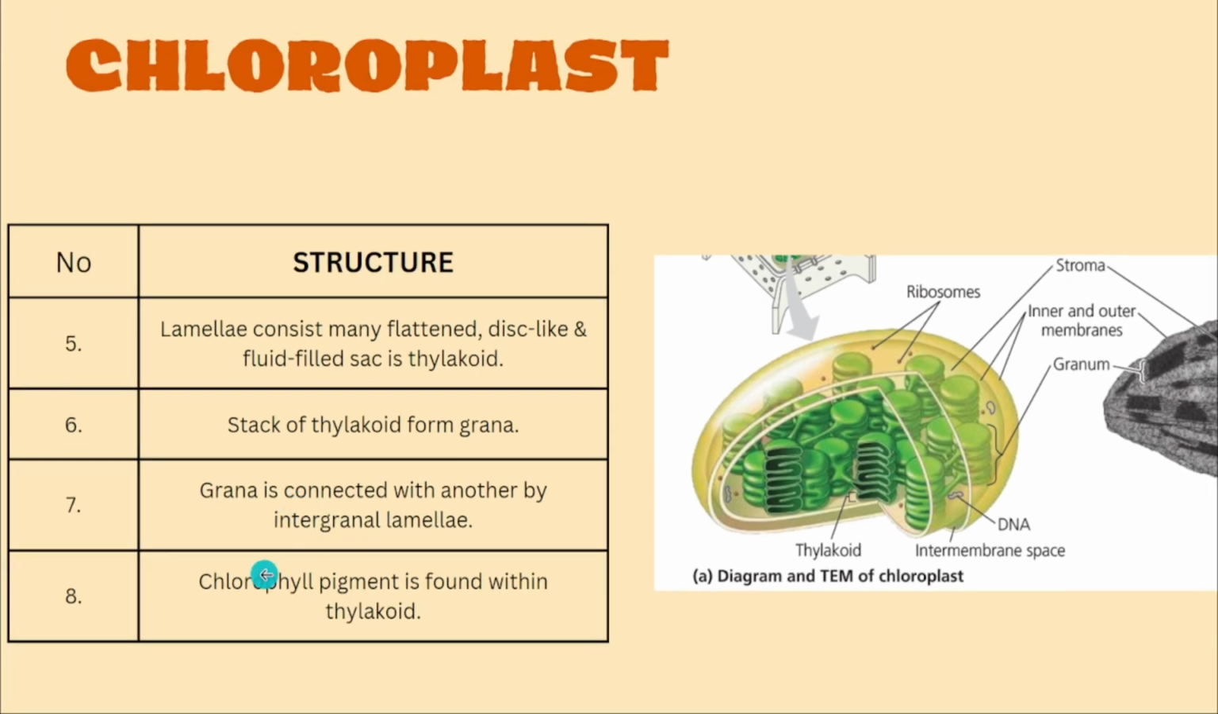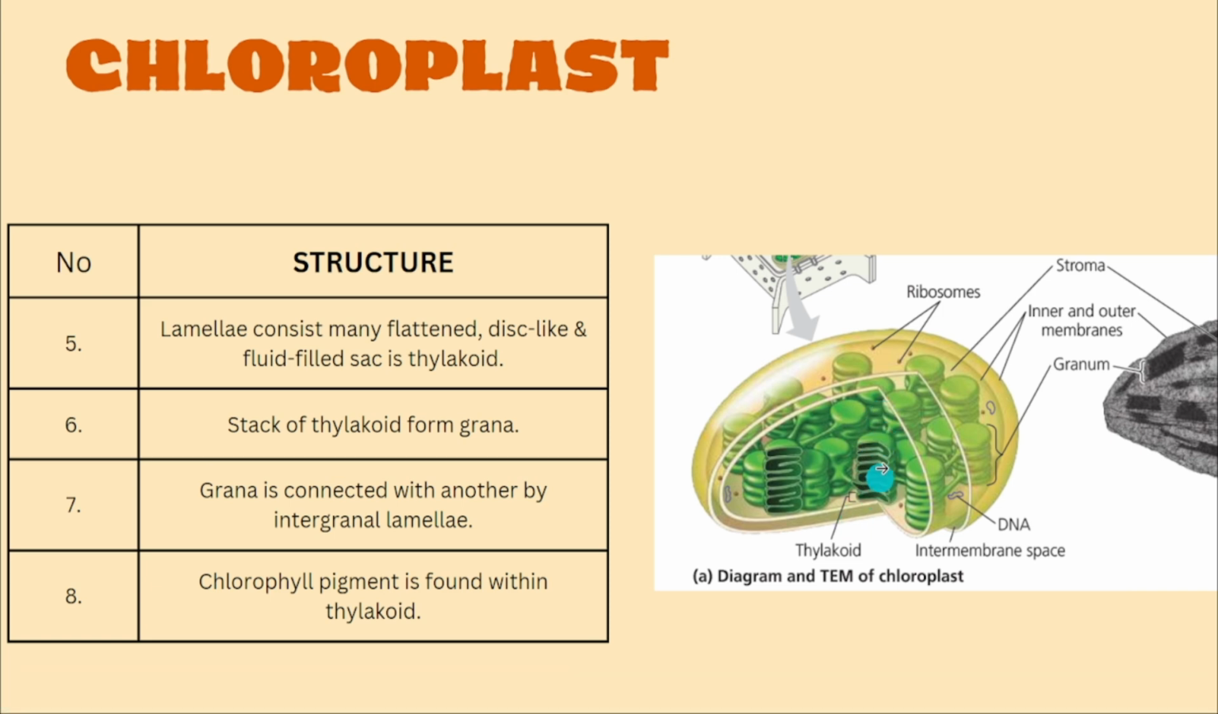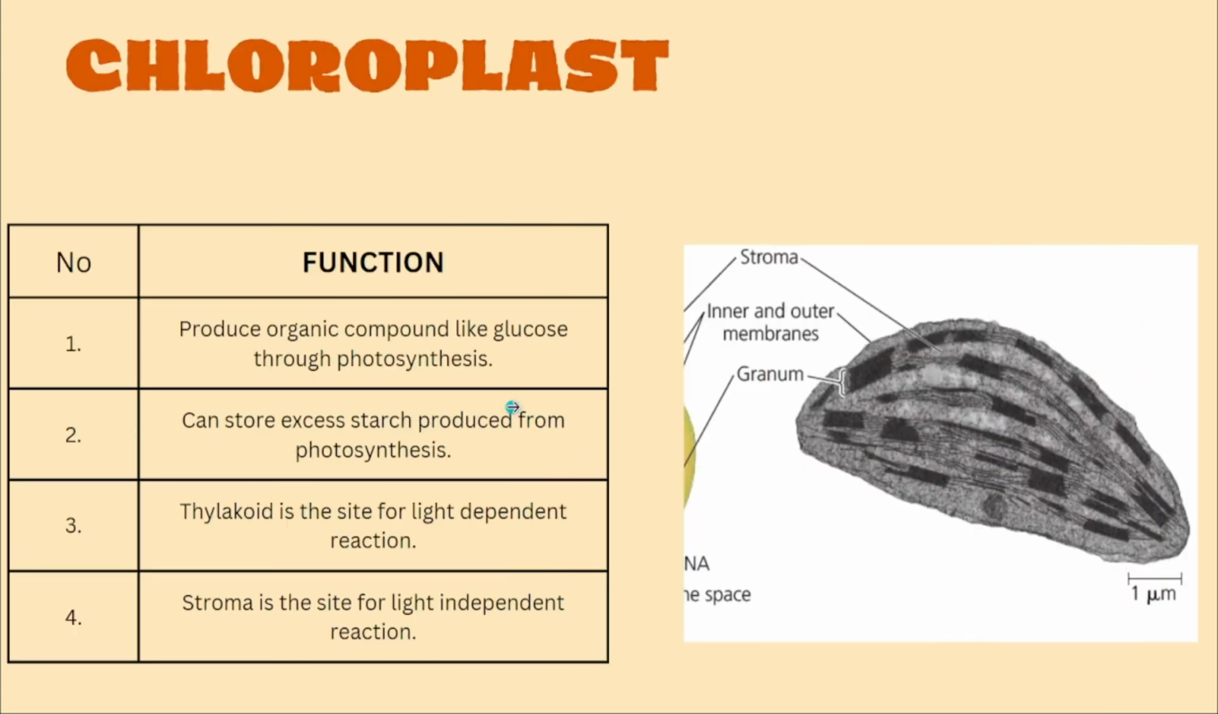And there is also the chlorophyll pigment. You know that chloroplast plays the major role in photosynthesis, right? So the chlorophyll pigment is found within the thylakoid, here. As for the function of the chloroplast, I don't need to talk much. It plays the major role in photosynthesis, where oxygen is produced and the glucose molecule is produced.